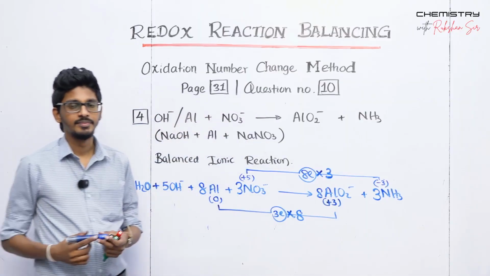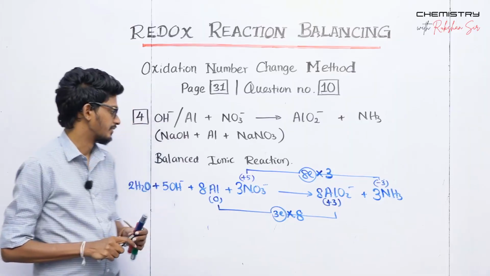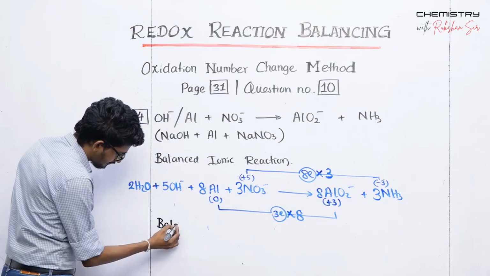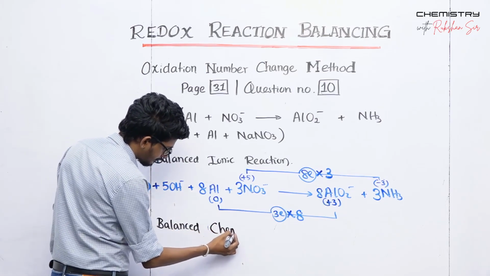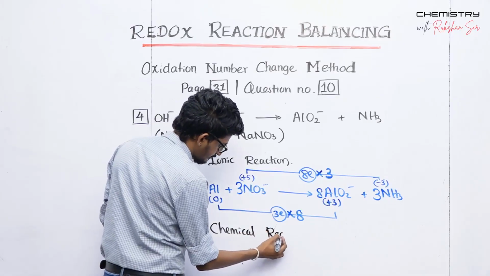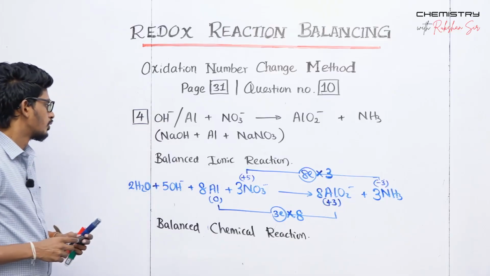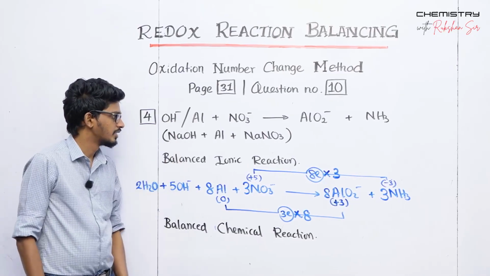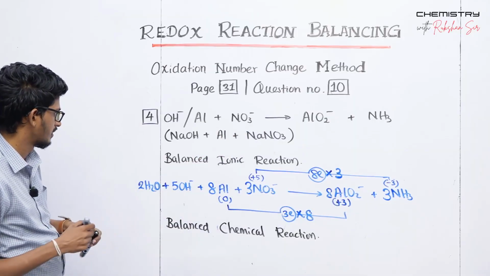Let's copy the overall chemical reaction as well. Balanced chemical reaction. To provide the OH minus ions, they have used NaOH. To provide the nitrate ions, they have used sodium nitrate. Right? Let's copy those. Right?